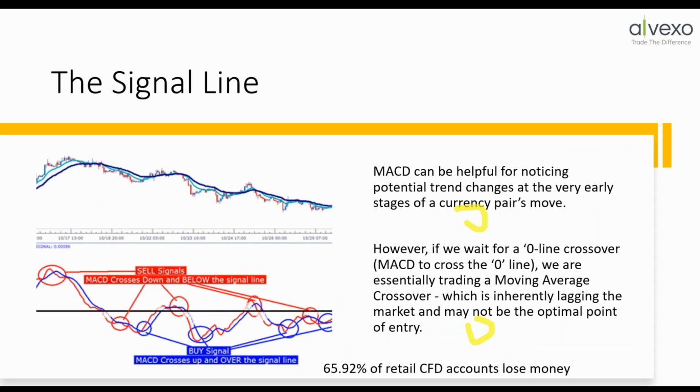So MACD can be helpful for noticing potential trend changes at the very early stages of the currency pair. However, if we wait for the zero line crossover, we are essentially trading a moving average crossover strategy. As I mentioned, if we're just looking for this crossover, all we're seeing is when the 12 and the 26 period crossed over each other. By applying the MACD trigger line, we've now changed the whole scenario and the whole concept because we're no longer looking at the zero line for the MACD line, but we're looking at the crossovers from the MACD line and the MACD trigger line.